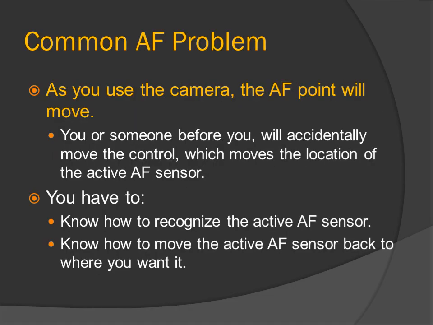A common autofocus problem: as you use the camera, the autofocus point will move. You or someone before you will accidentally move the control, which moves the location of the active AF sensor. And if you look at the back of your camera and look at where the autofocus control is, you'll see that it is under your thumb or under the pad of your thumb. Very easy to move.